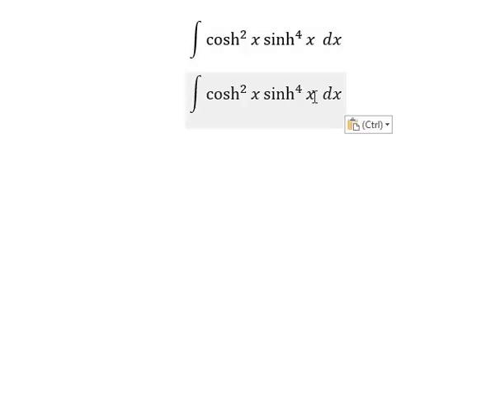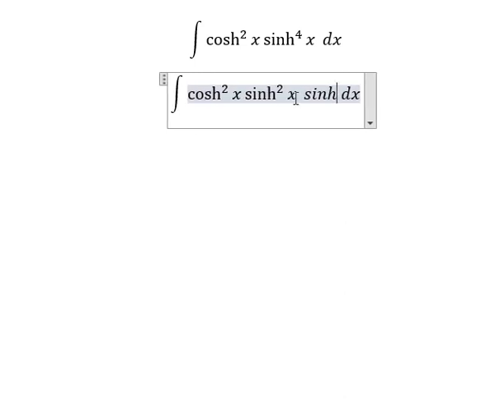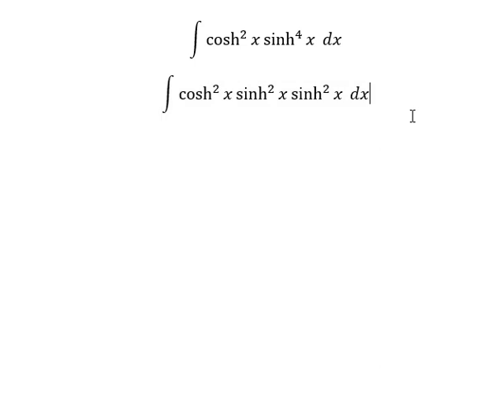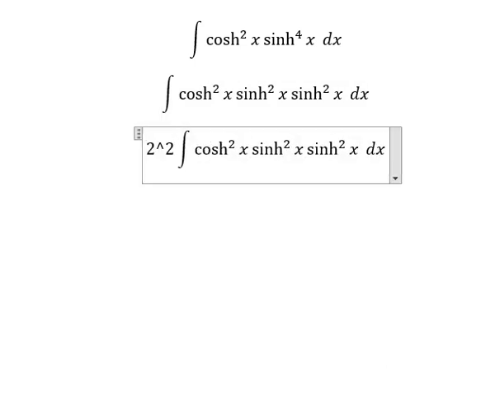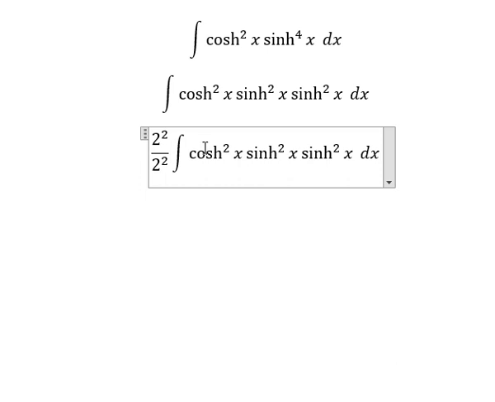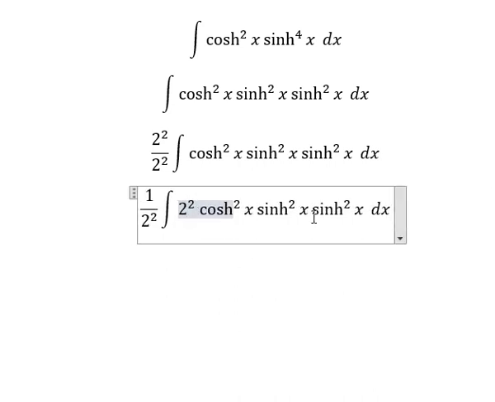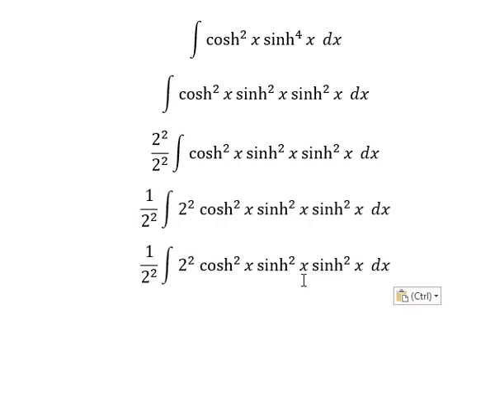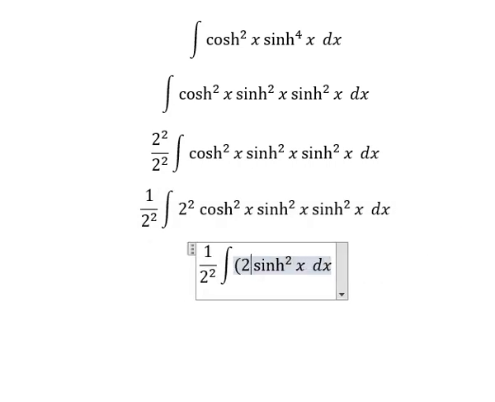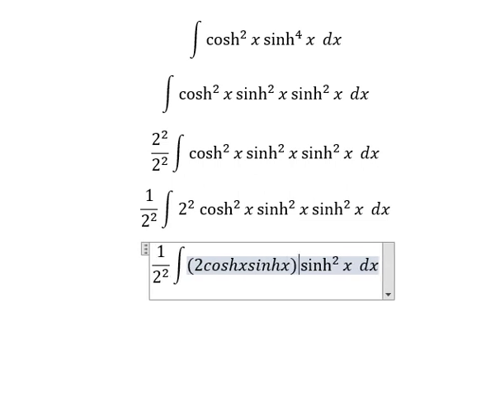About sinh s to the power of 4, we can put into sinh s square multiplied by sinh s square. Next, we have 2 square over 2 square. The reason I need to do this one is because I want to put number 2 with cosh s, sinh s inside the square. And this one we can write into 2 cosh s sinh s to the power of 2.